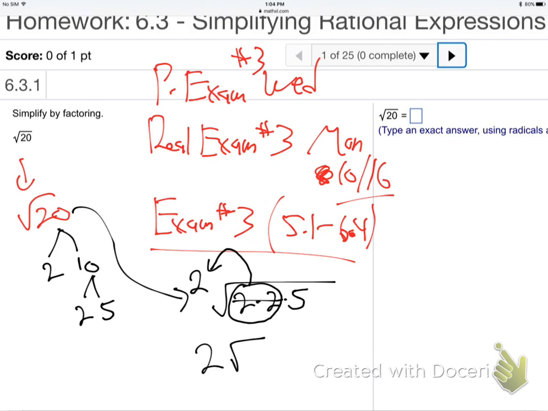The other 2's are gone. And what's left on the inside? Just the 5. And that's the answer, 2 root 5. So it's a 2-for-1 deal. 2 2's inside the root leads to only 1 2 outside the root. 2 for 1. Now, why does it do that?